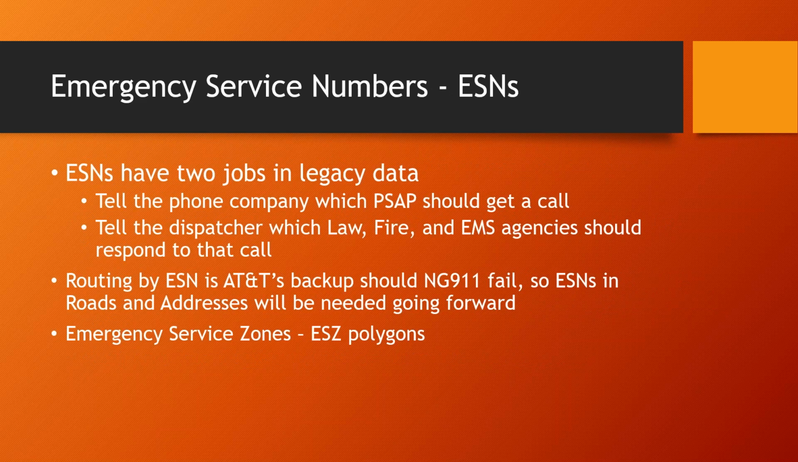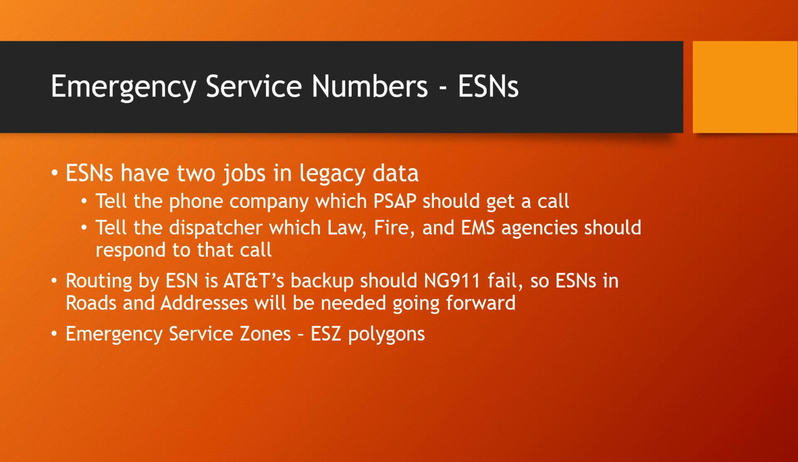And then we have emergency service numbers. I've referred to them a couple of times. They're called ESNs, and they have two jobs in the legacy world, if you will. Before I3, they told the phone company which PSAP should get a phone call, and they also tell the dispatcher which law, fire, and EMS agencies should respond. That was their job. If NG911 fails somehow, if the I3 network fails and cannot figure out where to send a call, AT&T has the ESN as a backup.